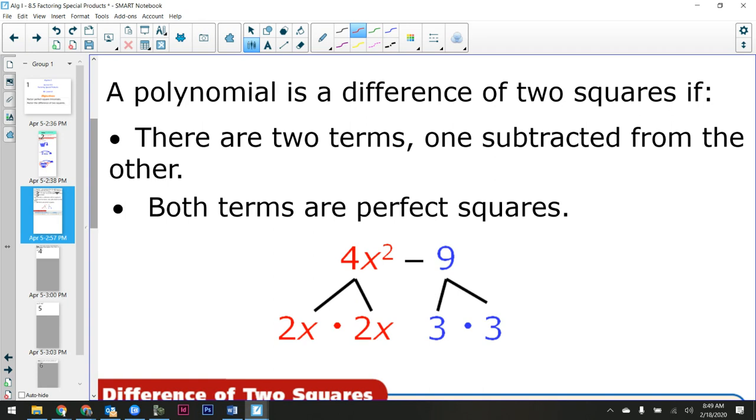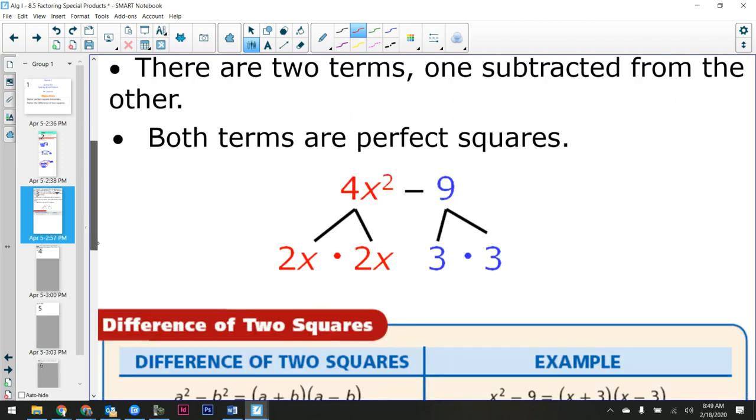Also, perfect squares with variables in them, right? X squared is a perfect square. X to the fourth is a perfect square. X to the sixth is a perfect square. X to the eighth is a perfect square. What's the pattern there? Any power that's divisible by 2 is a perfect square.